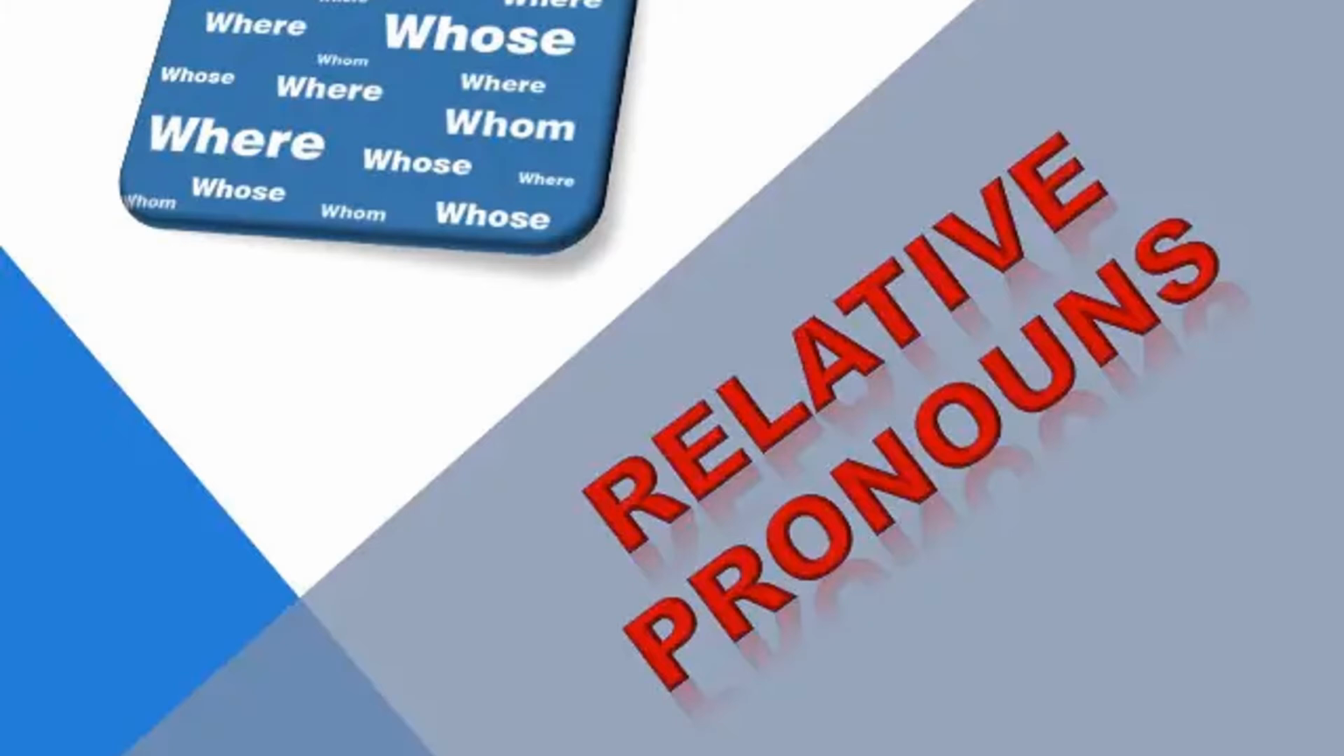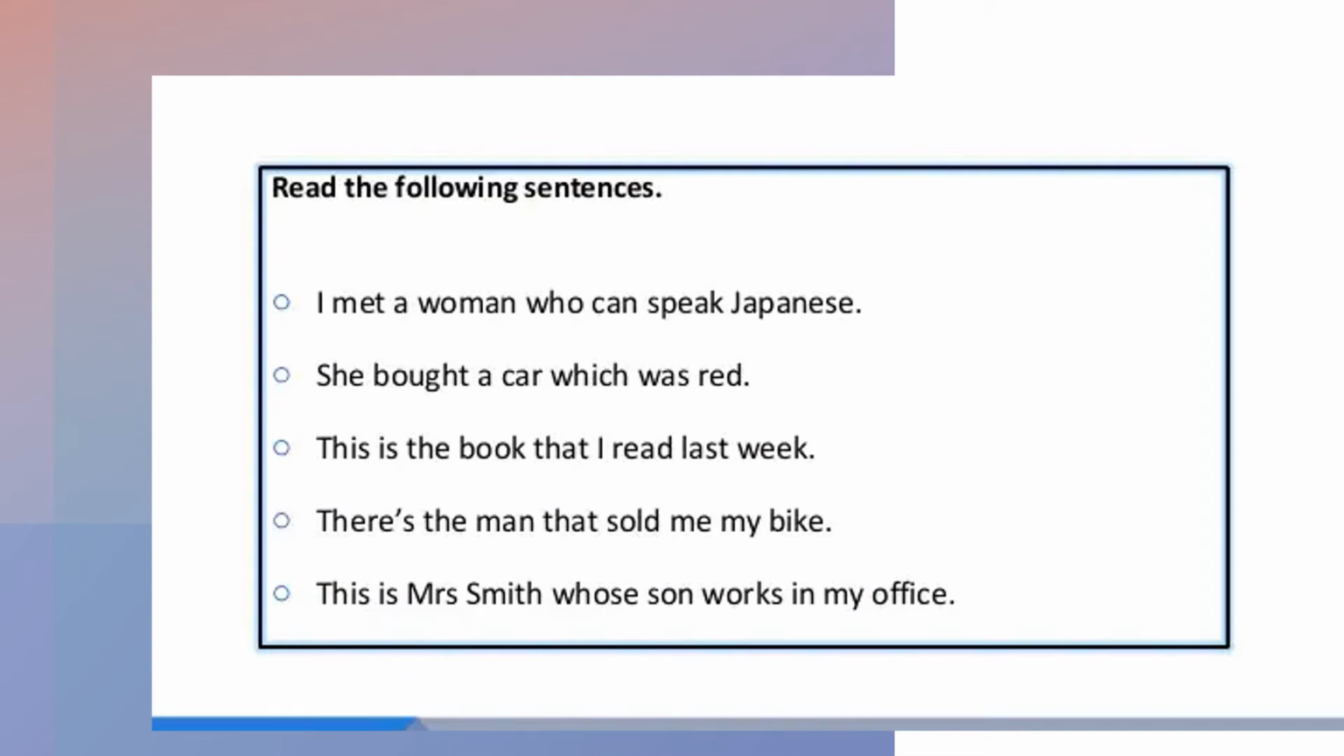We move to another type of pronoun, which is relative pronoun. To understand the function of relative pronouns, I need you to read these sentences. First, I met a woman who can speak Japanese. Second, she bought a car which was red. This is the book that I read last week. There's the man that sold me my bike. And this is Mr. Smith whose son worked in my office.